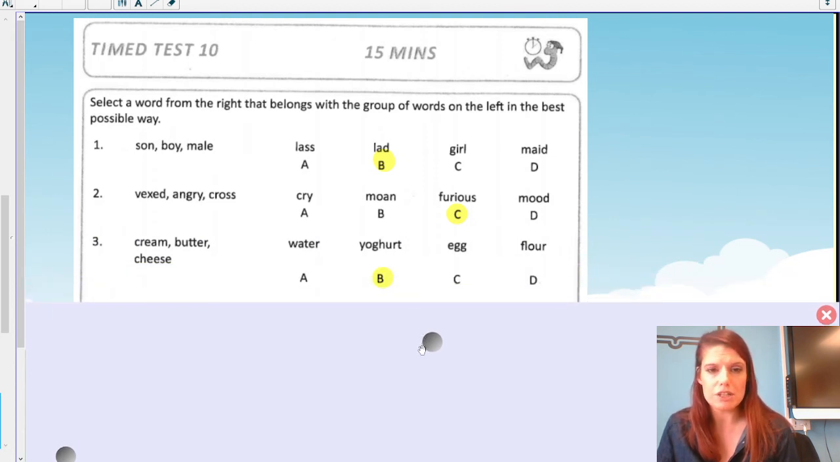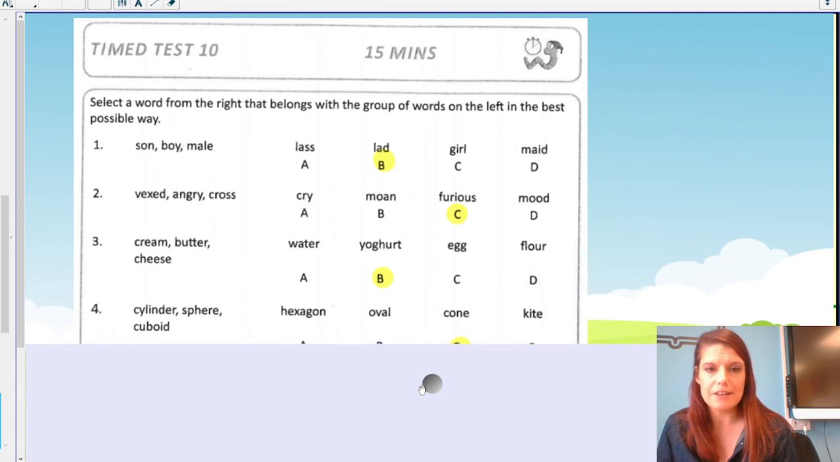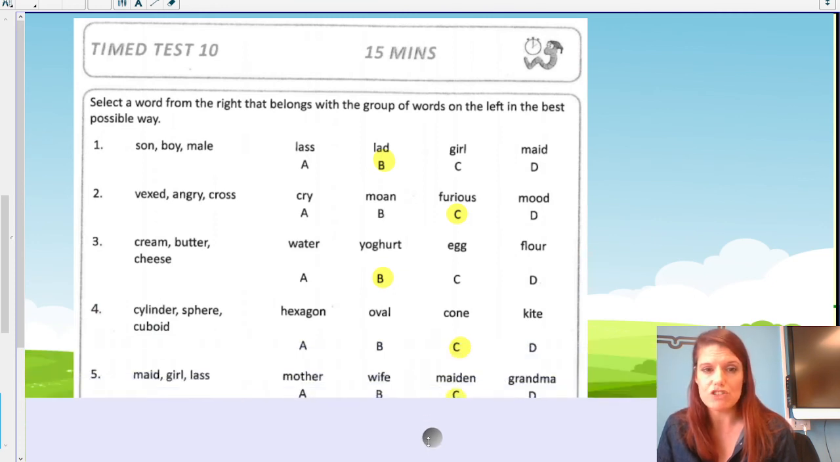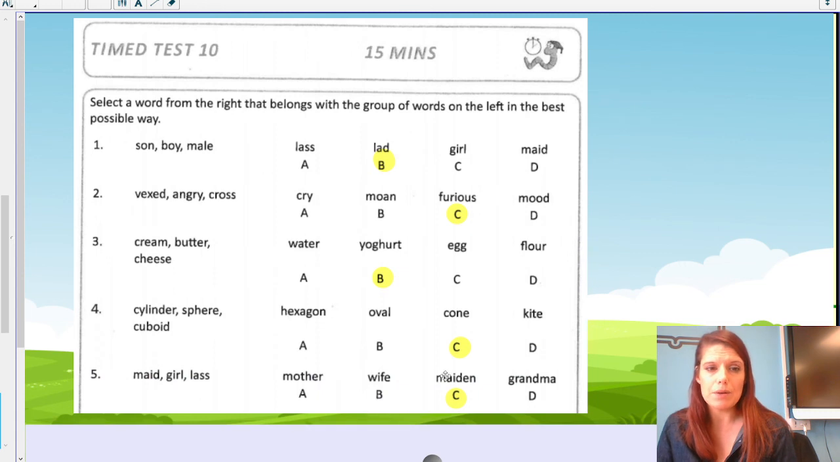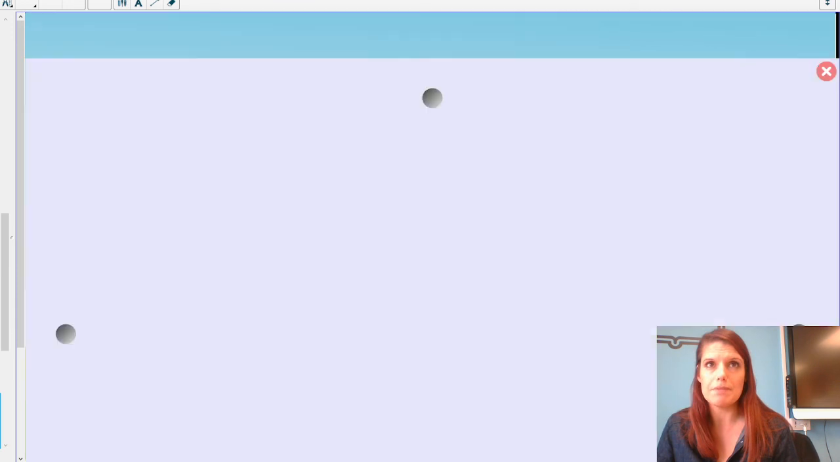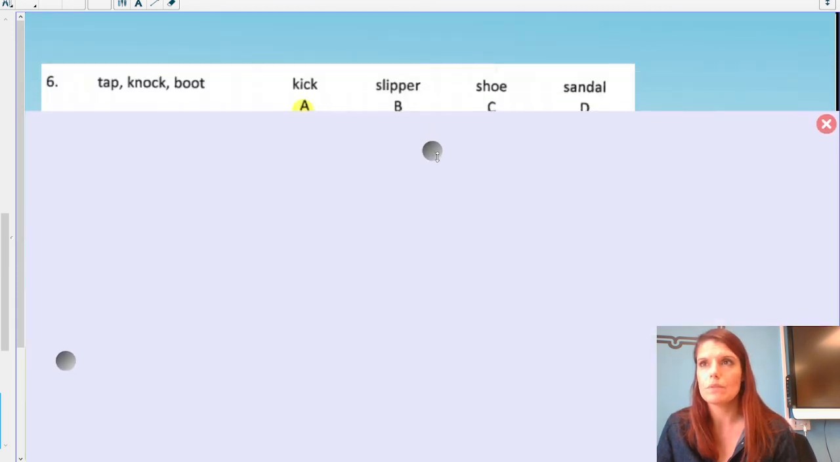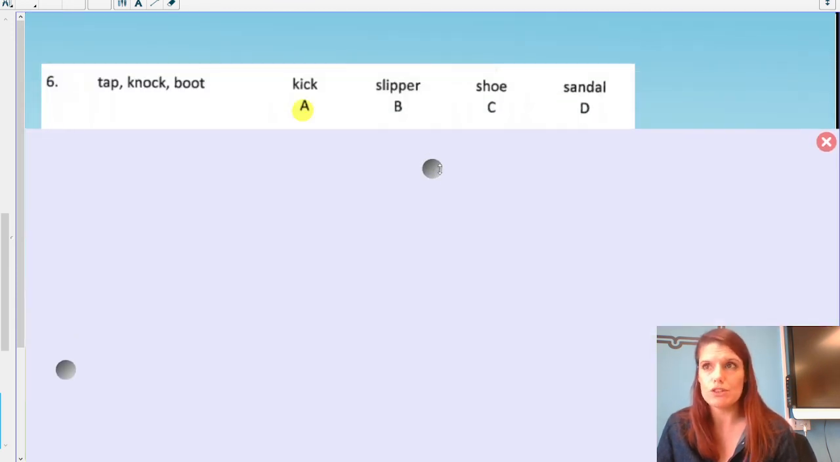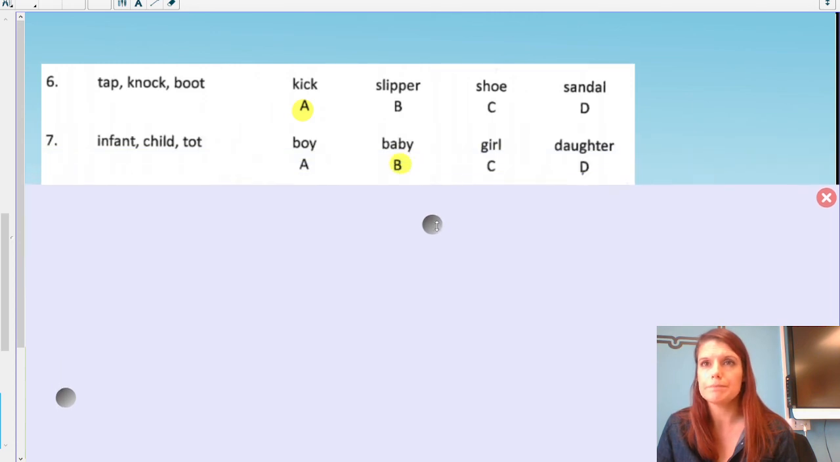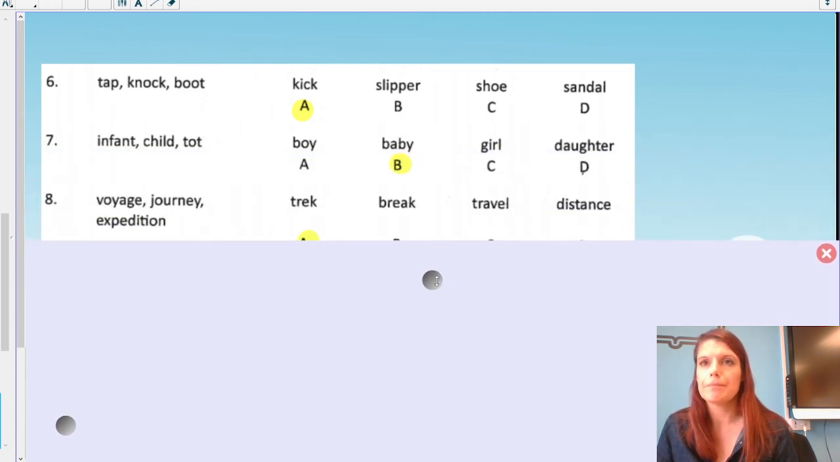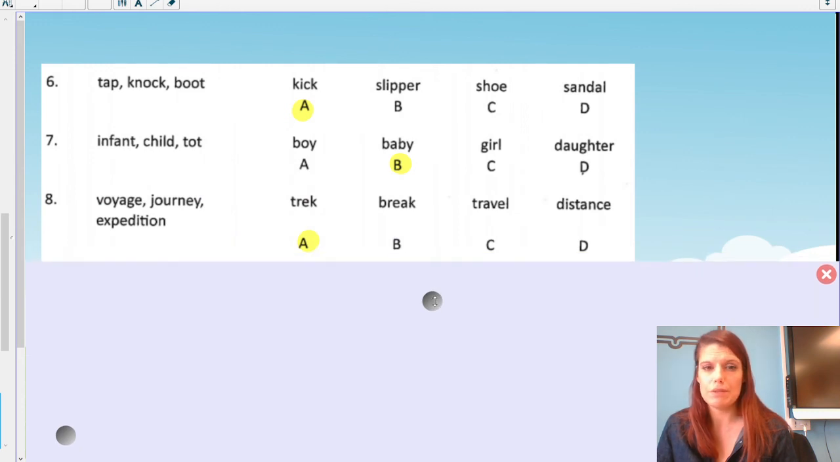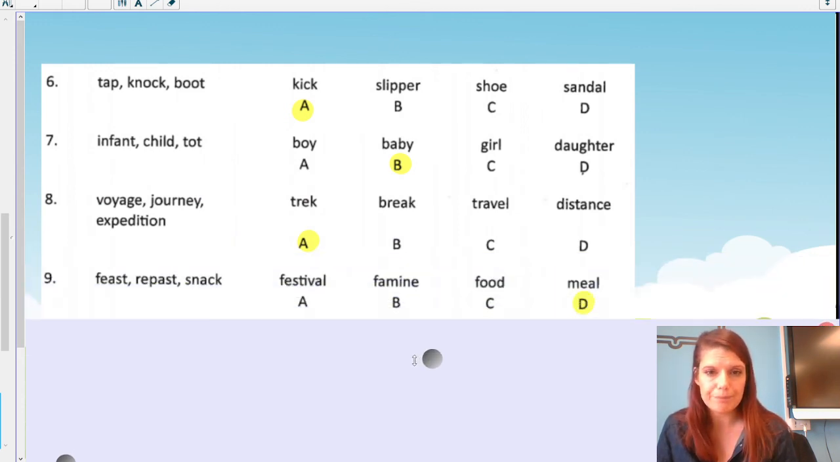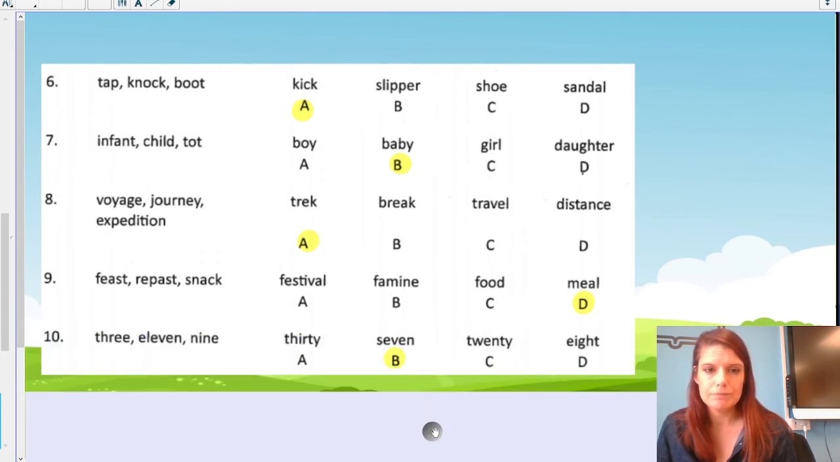Cream, butter, cheese, and yogurt. Cylinder, sphere, cuboid, and cone. These are all 3D shapes. And like number one, we've got maid, girl, lass, and maiden is another way to describe a female. Tap, knock, boot, and kick, all verbs. Baby. A trek could be a voyage, journey, or expedition. A meal. 7, these are all odd numbers.